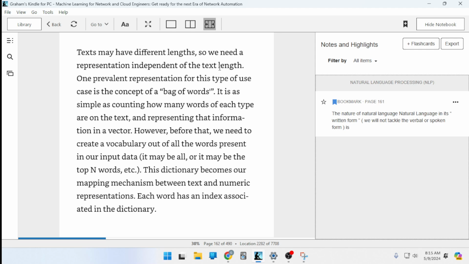It is as simple as counting how many words of each type are on the text and representing that information in a vector. However, before that, we need to create a vocabulary out of all the words present in our input data. It may be all, or it may be the top N words, etc. This dictionary becomes our mapping mechanism between text and numeric representations. Each word has an index associated in the dictionary.